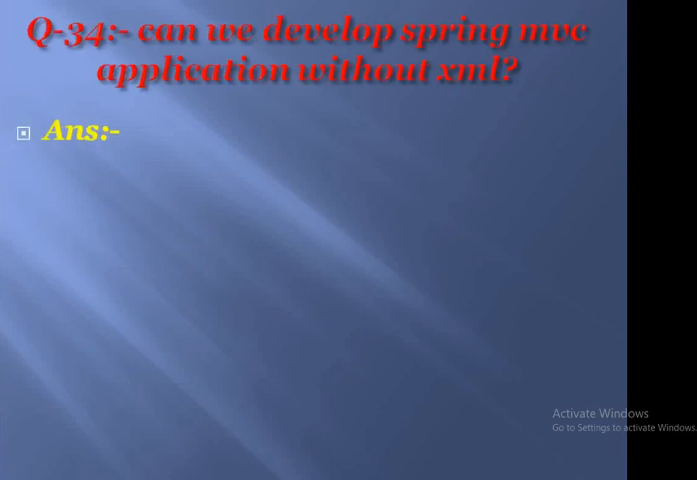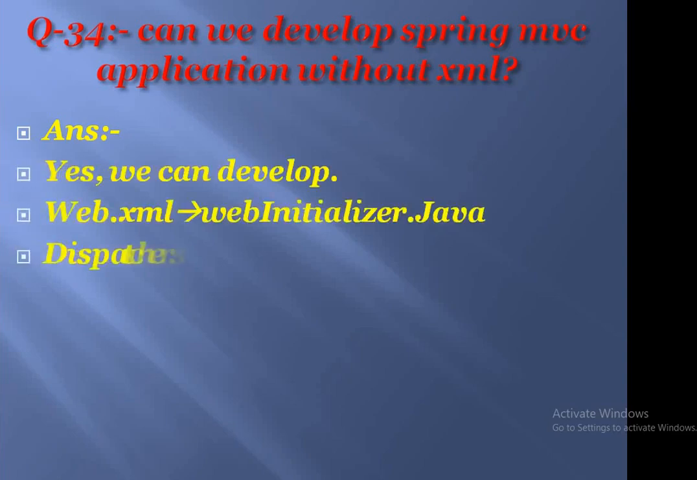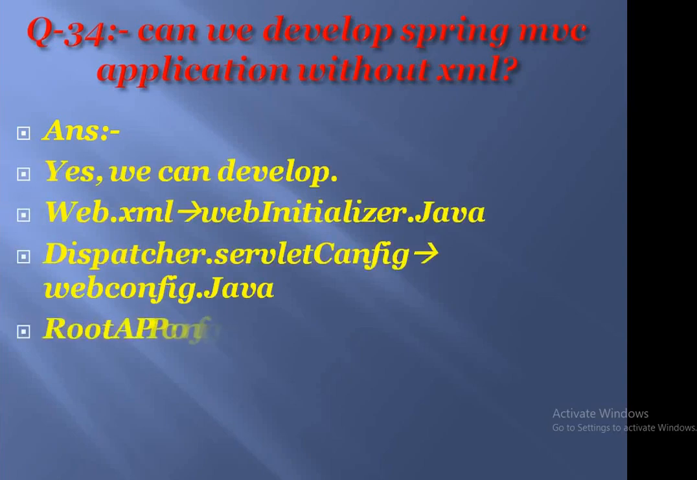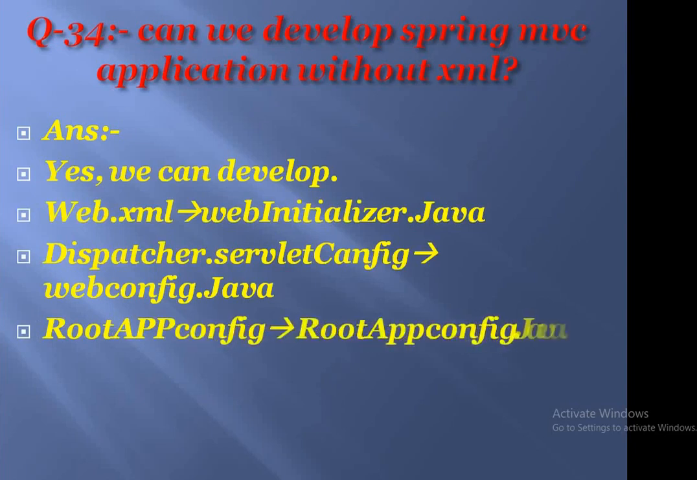Can we develop a Spring MVC application without XML? Yes, we can. The web.xml file will be replaced by WebInitializer.java, and the dispatcher servlet configuration XML file will be replaced by WebConfig.java. The root app config XML file will be converted to RootAppConfig.java. So all the XML files will be converted to Java files. This is called Java-based configuration for Spring MVC applications.